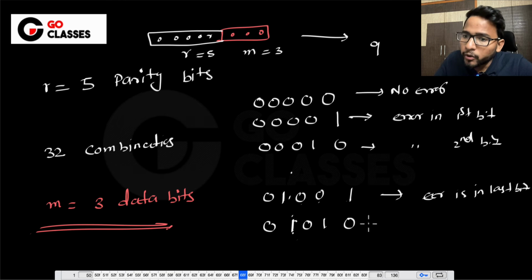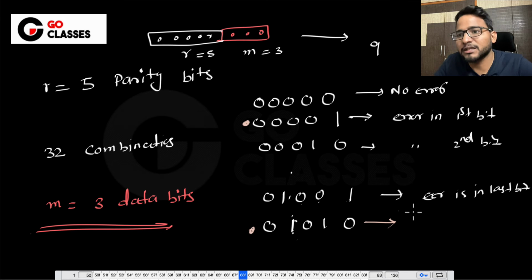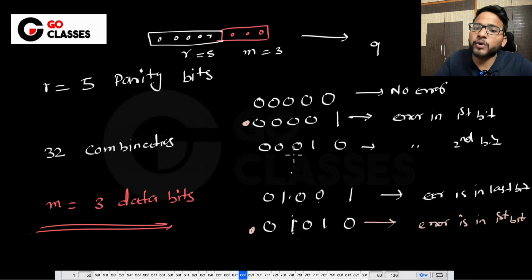Now what you can do is assign this combination to any bit of the error. You can say that these two combinations are saying that the error is in the first bit. That's also fine, because you have multiple representations with you, which you actually don't need.